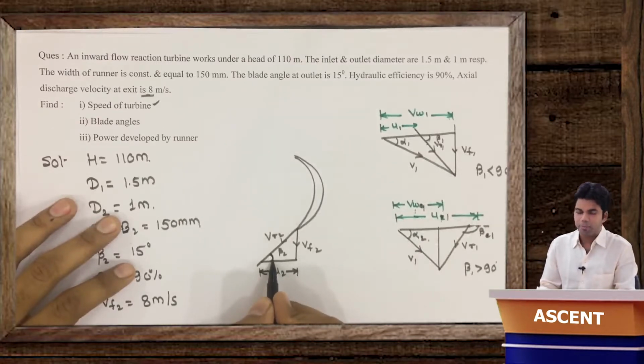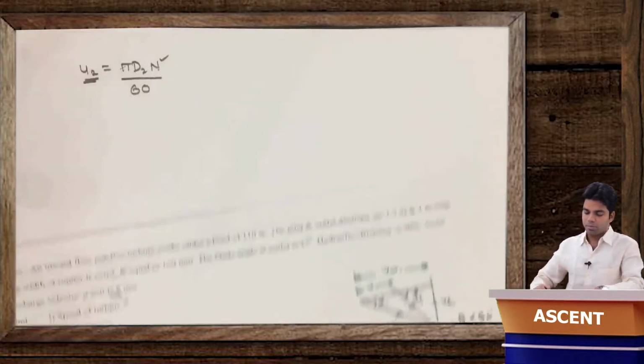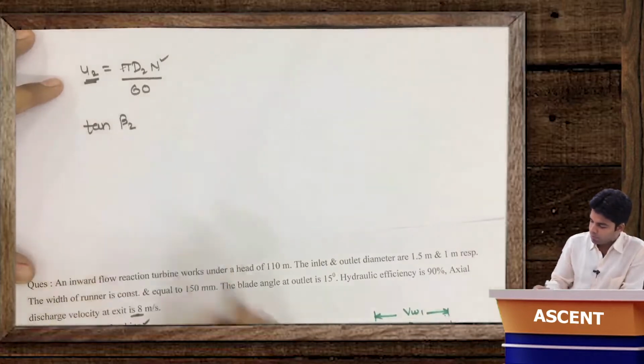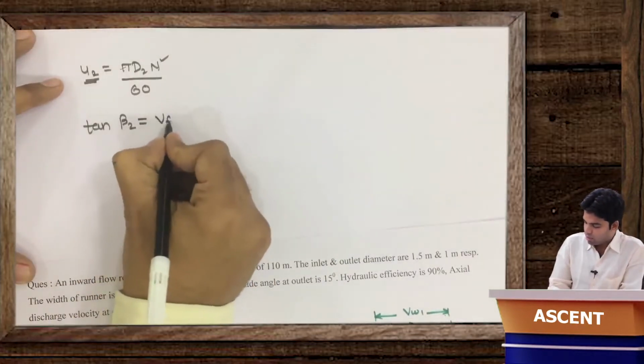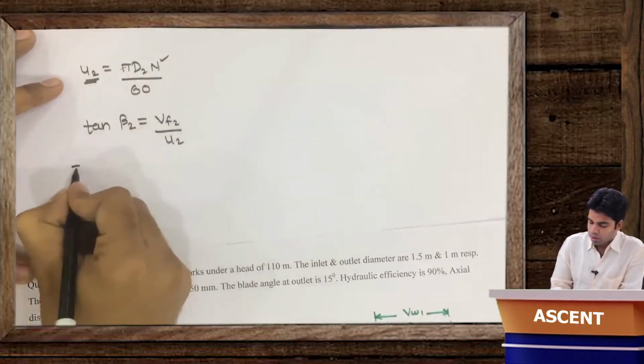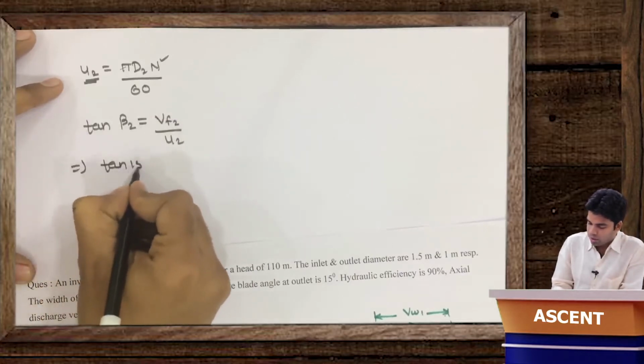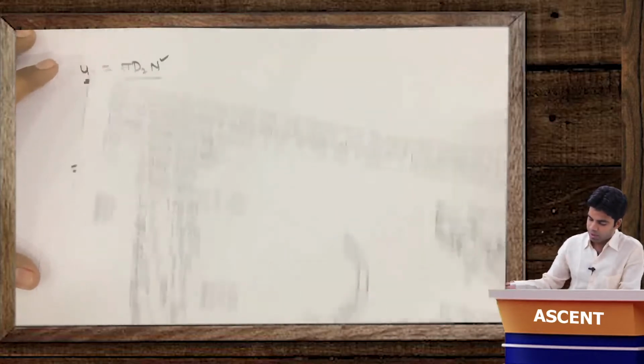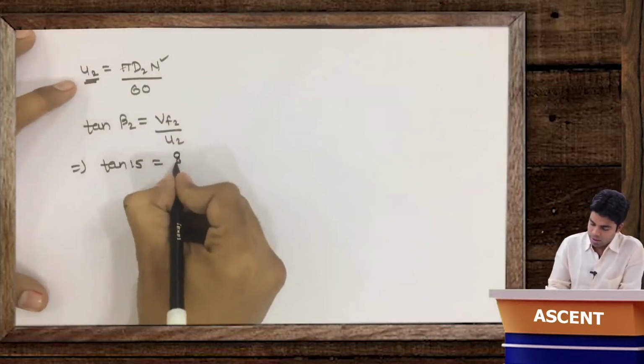So how can we determine the value of U2? We can have tan beta 2. So this tan beta 2 will be equal to Vf2 by U2. From here we can determine the value of U2. So tan beta 2 will be equal to Vf2 divided by U2, or you can say tan of 15 is equal to Vf2, given as 8, divided by U2. This will be 8 by U2.